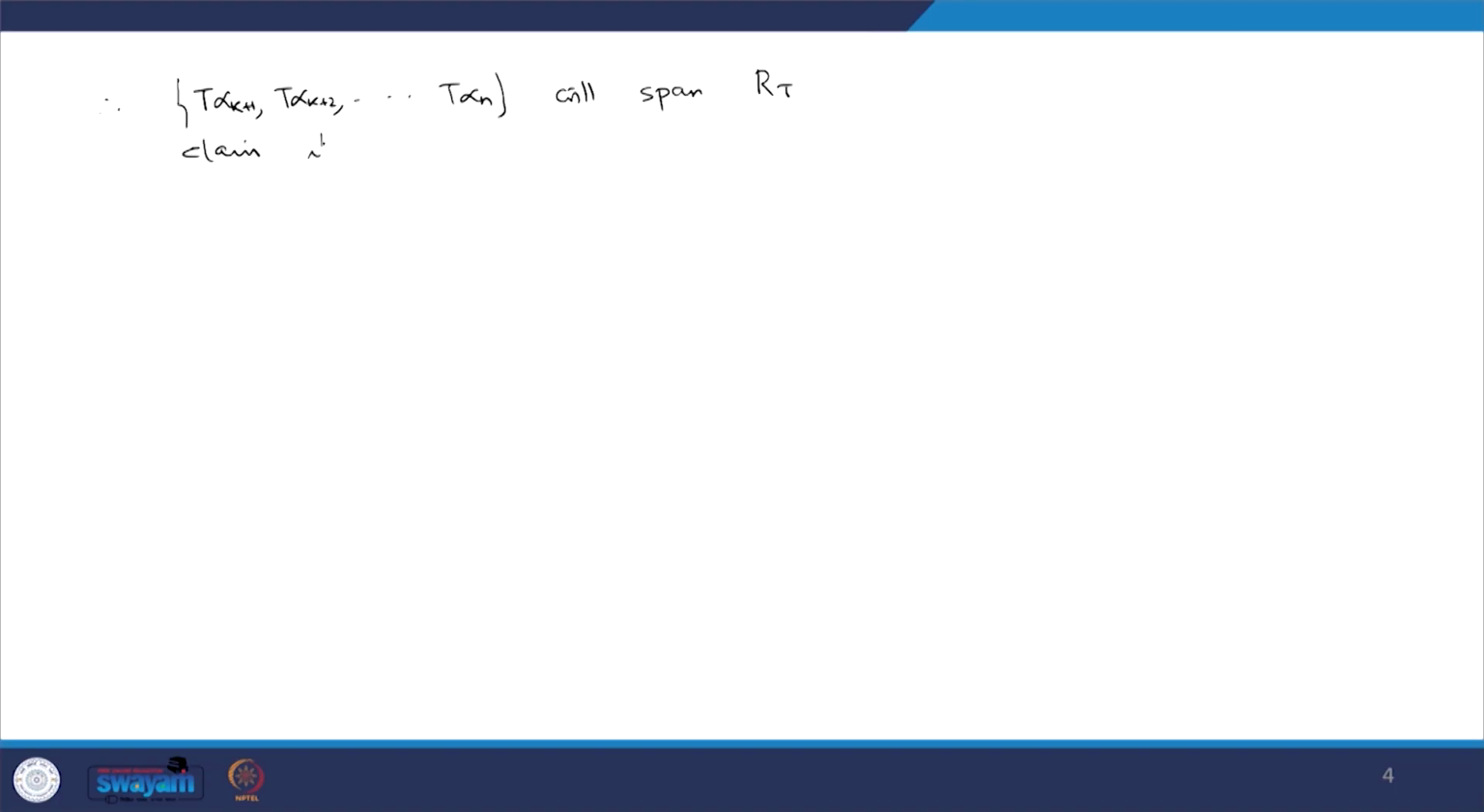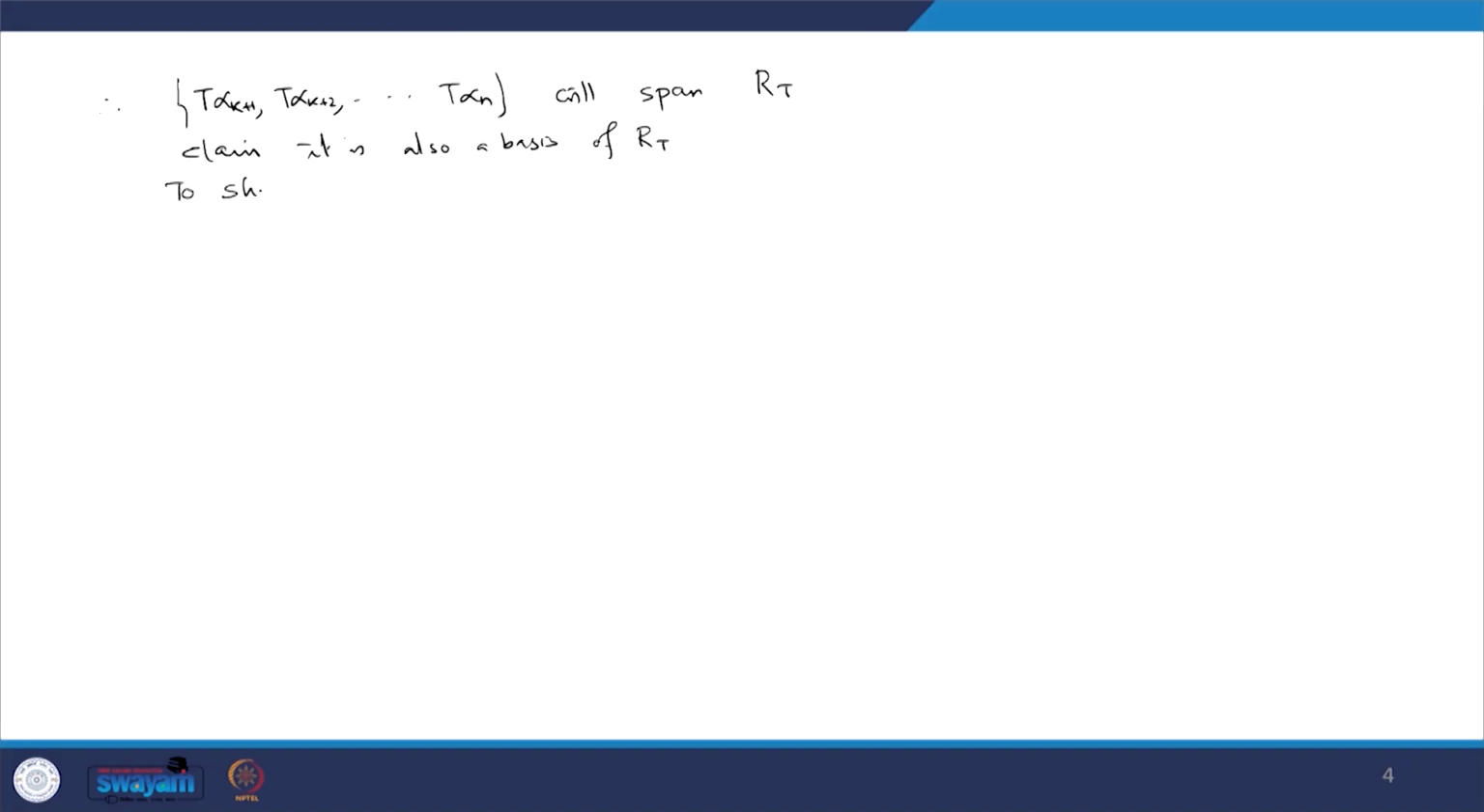Claim: it is also a basis of R T. To be a basis, we know it has to span the space R T and it has to be also linearly independent. Already you have seen T alpha k plus 1 to T alpha n span the range space R T. Now, to show it is a basis, I have to show that T alpha k plus 1, T alpha k plus 2 and up to T alpha n is a linearly independent set.